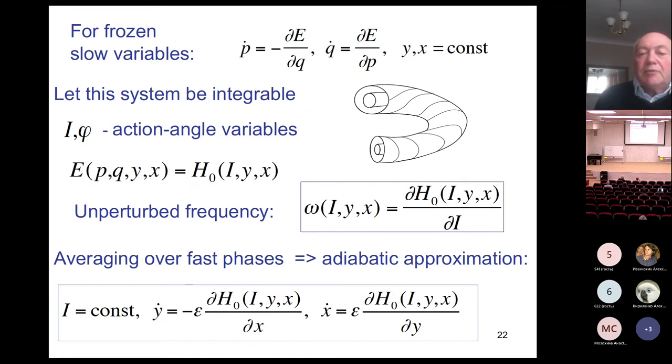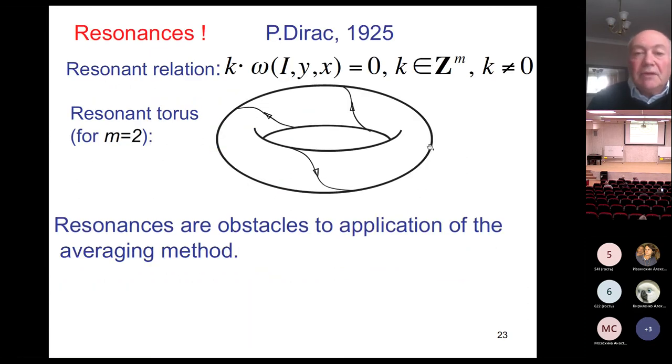But there is a problem here. Suppose that action is constant, but slow variables change when we consider dynamics, and therefore the vector of frequencies changes, and we can come to resonance at some moment, to a resonant torus, when the ratio of frequencies is a rational number. And it was noticed by Dirac in 25. And then we come to a resonant torus. We are going to average over the whole torus, but on a resonant torus, all trajectories are periodic. We start here, we move periodically.